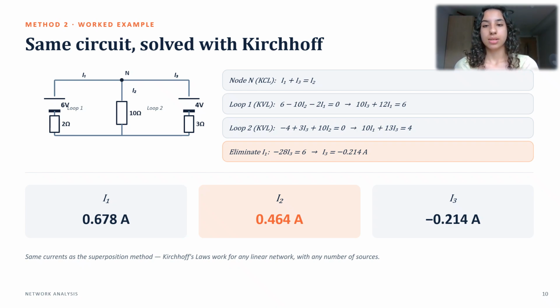So we draw the same circuit, except we make it a bit simpler in terms of how many current arrows we have. We have I1 coming out from battery A, I3 coming from battery B, and then they meet at node N, and together they go down to the 10 ohm resistor, and we call that current I2. We use Kirchhoff's current law, and we get I1 plus I3 equals I2.